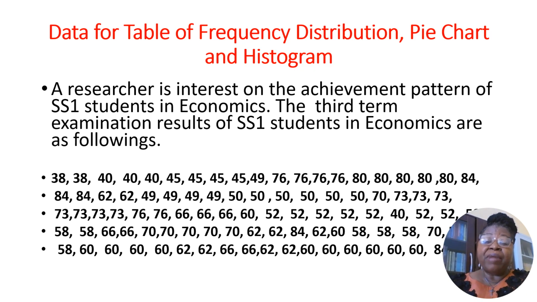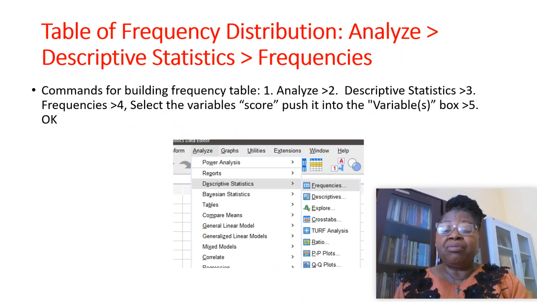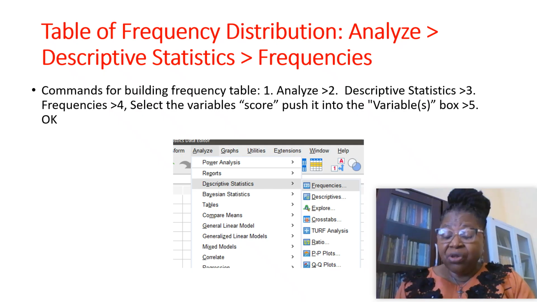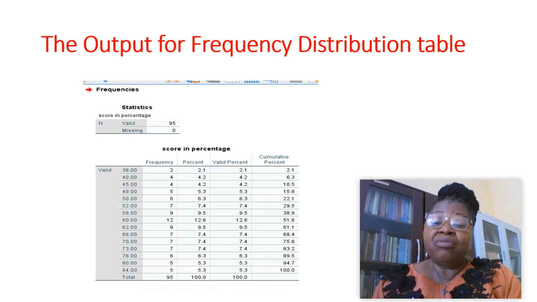So what do we do? We mark the commands. The command for building a frequency table: you have analyze, descriptive statistics, frequency, select the variable score, push it into the variable box, and you click OK. Almost the same process. The picture of this command is on the slide. So the score is selected and pushed into the variable box.